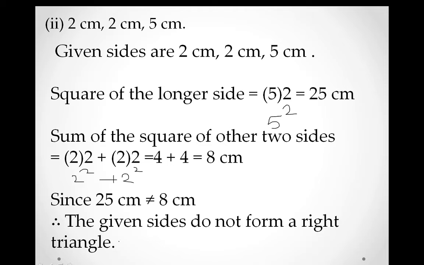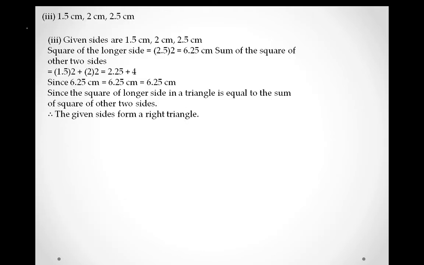So for making a right angle, it is necessary that the square of the longest side is equal to the sum of the squares of the other two sides. So you can see this.